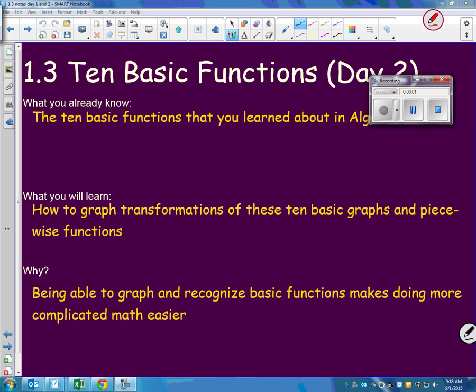If it is, does it have asymptotes? It's going to make knowing domain and range so much easier if you can recognize by looking at the equation, oh, that's going to always have this kind of domain or this kind of range.